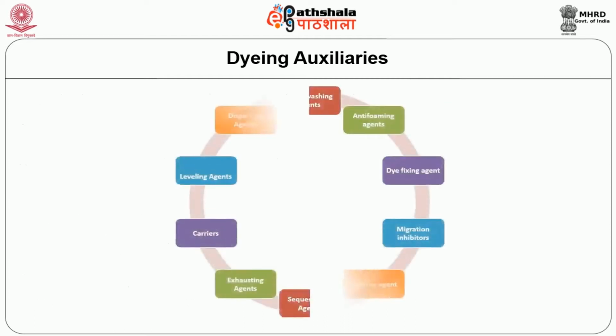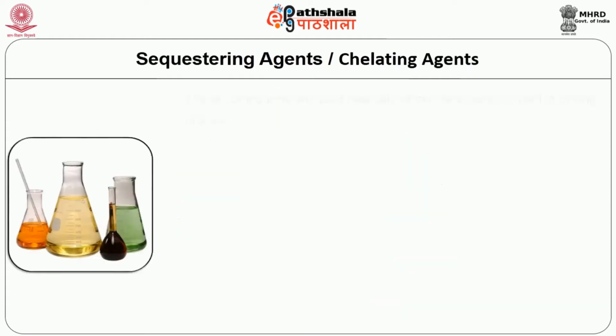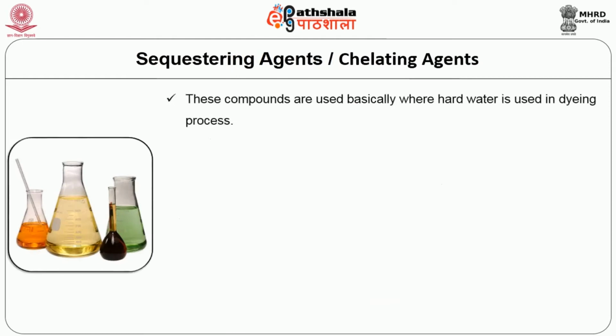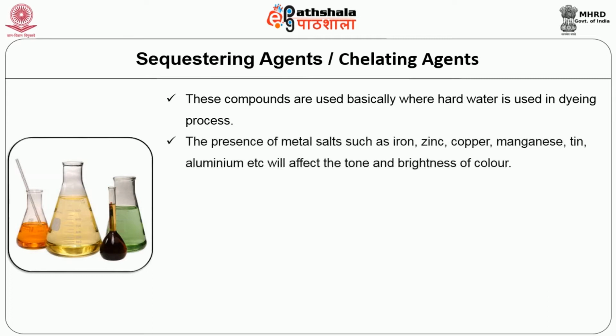Some typical dyeing auxiliaries are sequestering agent, exhausting agent, carriers, leveling agent, dispersing agent, after washing agents, anti-foaming, dye fixing agents, migration inhibitors, and wetting agents. Let us deal with each one in detail. Sequestering agents or chelating agents. These compounds are used basically where hard water is used in the dyeing process.